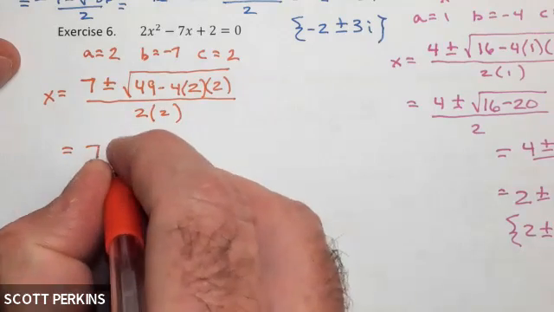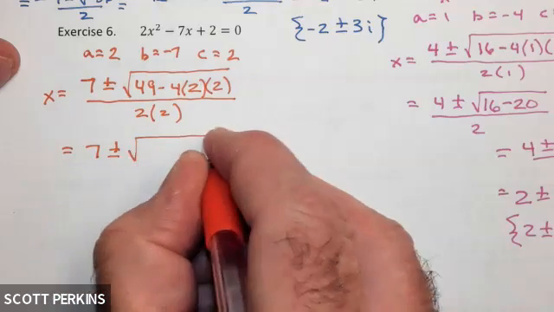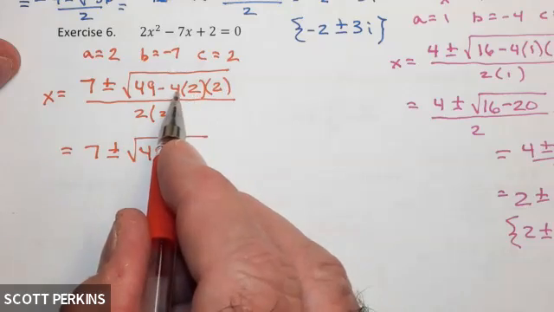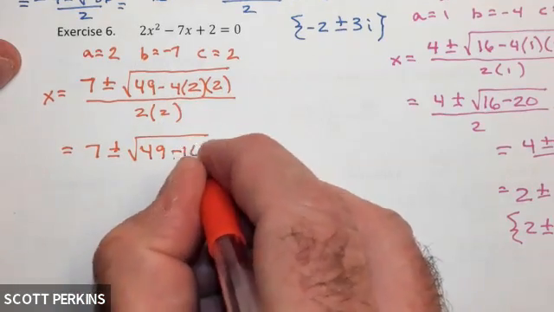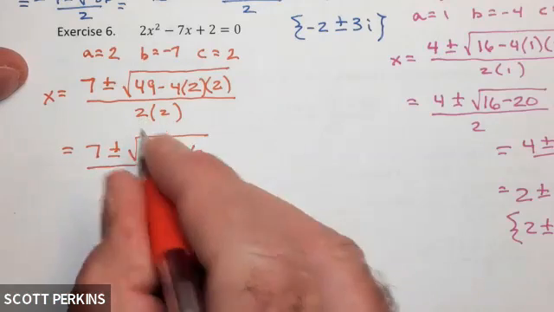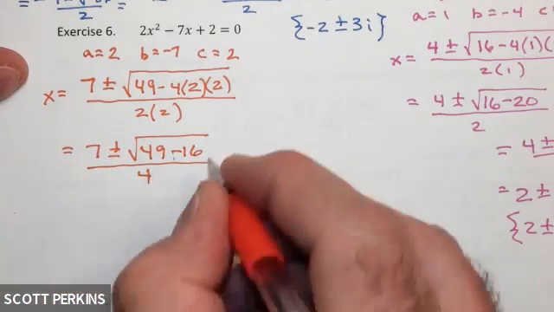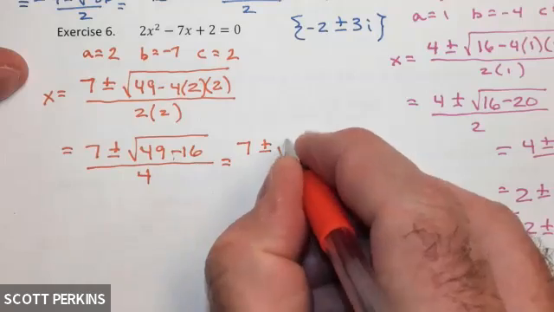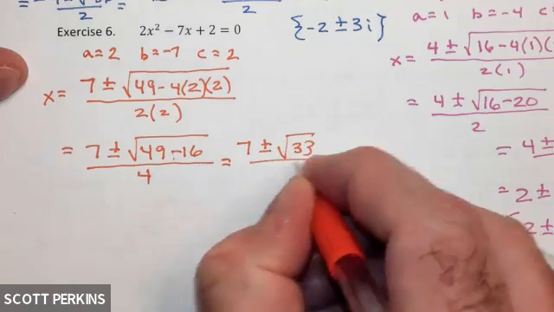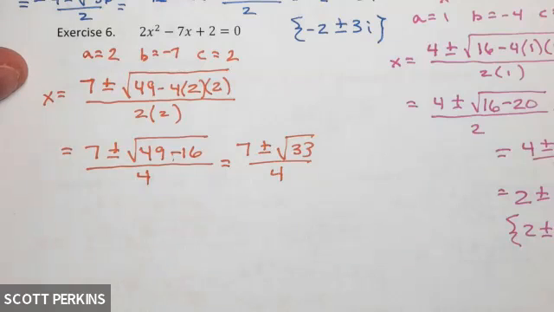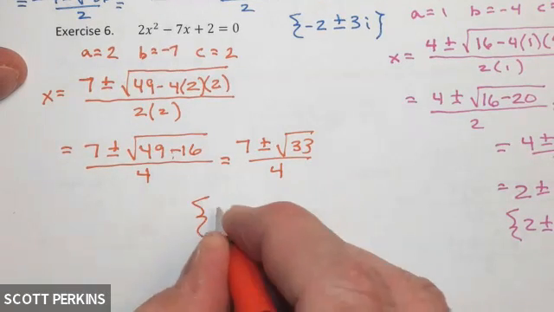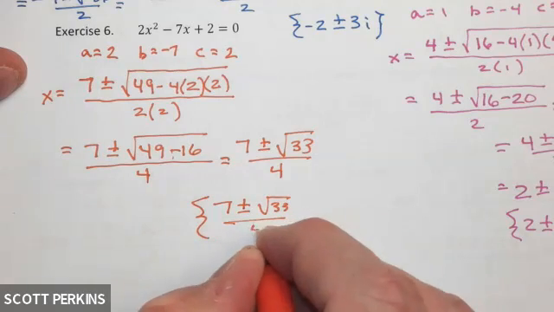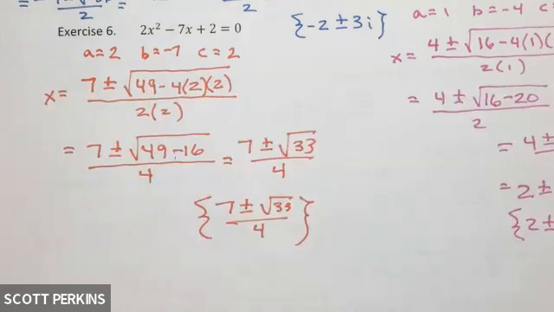And so 7 plus or minus the square root of 49 minus 2 times 2 is 4, 4 times 4 is 16. 2 times 2 is 4. Underneath that square root, 49 minus 16 is 33. And that's about it. That radical doesn't simplify. So there's my solution set: 7 plus or minus the square root of 33 over 4. And I am done.